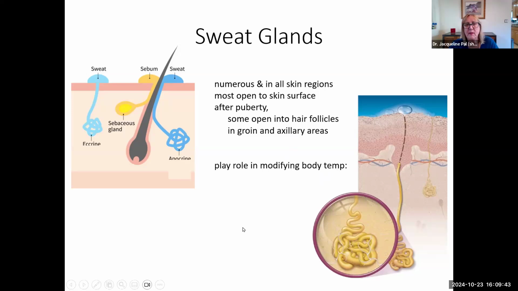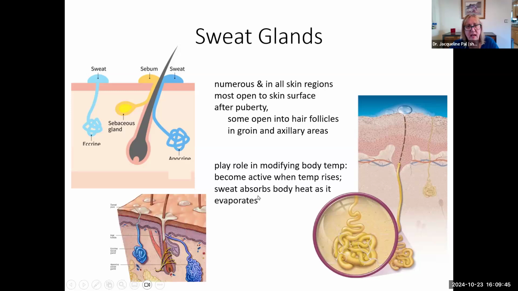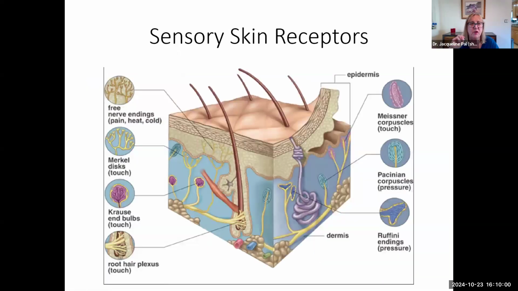But all sweat glands play a role in modifying temperature, and here's how they do it. When temperature rises, they become active, they start secreting sweat, and so the sweat basically is absorbing the body heat, and when it evaporates on the surface, you are dropping your body temperature.